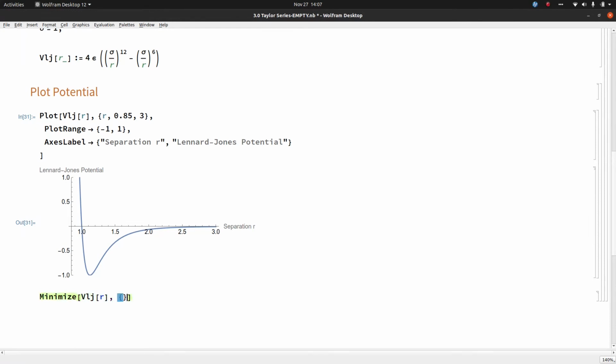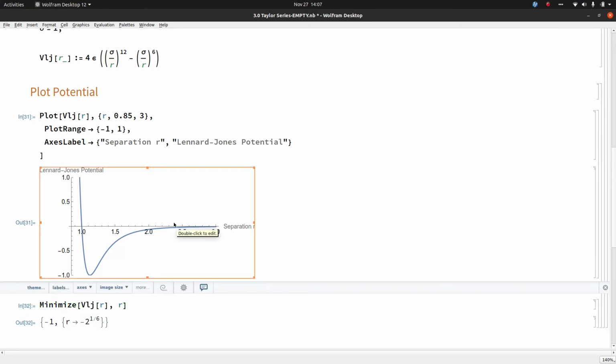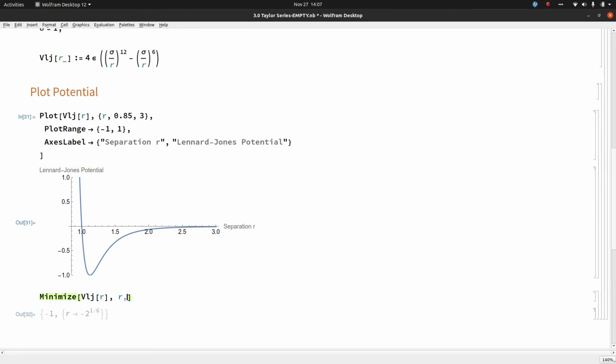We'll minimize V_LJ, the Lennard-Jones potential, using the Mathematica command Minimize. And I don't need a list here. I'm going to minimize this with respect to r. You can see that you get a negative value here. That's because this function is symmetric around the y-axis. But I can tell it that I'm only looking for minima in the positive reals. Helps if I spell it right.